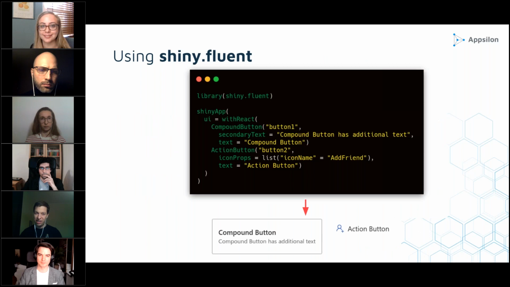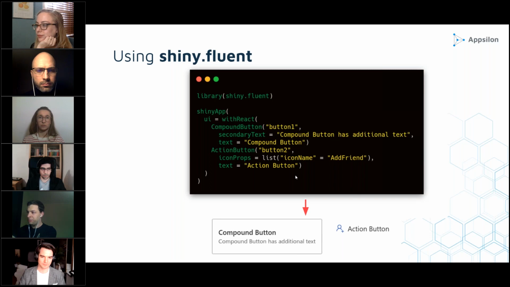But let's go back to Shiny Fluent. So this is a most basic app. And what's special here is you just use the library. So you load the package, Shiny Fluent, and then you just have to wrap your code with a React function call. And inside you can use all the components that are taken from Fluent. You can use all of their properties and so on. So basically this code gives you these two nice buttons.